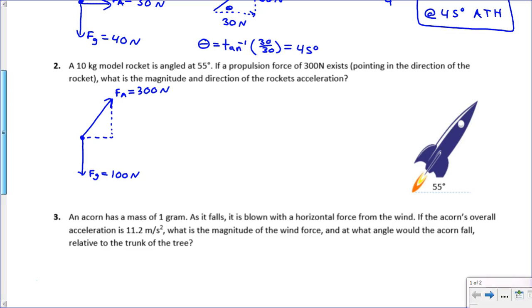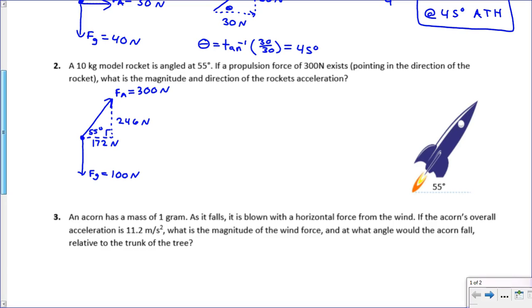Now, to get a good idea of what's going on here, we've got to break this propulsion force down into two separate subforces. We know that this is 55 degrees here. And so what we can do then is do some trigonometry on this triangle, and we find out that the horizontal component is 172 newtons on the side there, and then 246 newtons going up for the vertical component of it. All right, so I just used trigonometry to break down that triangle.